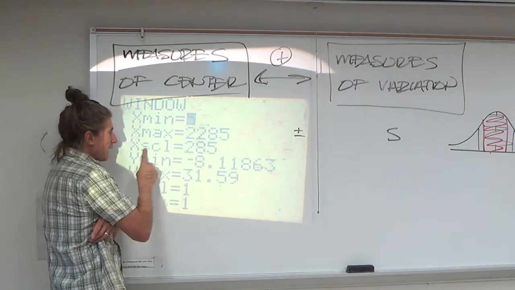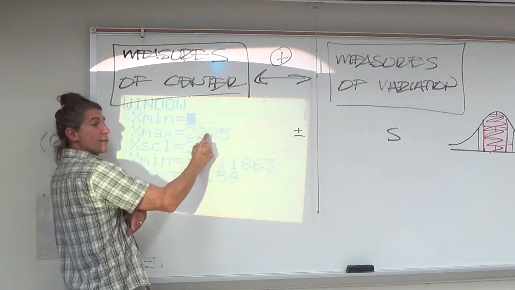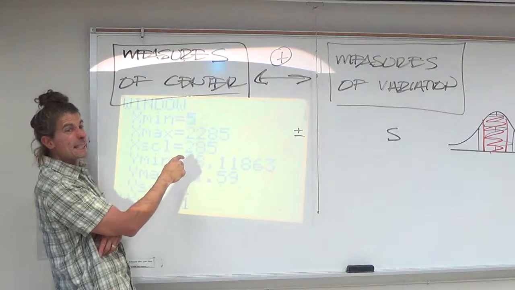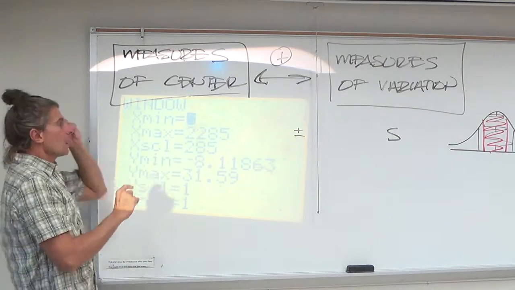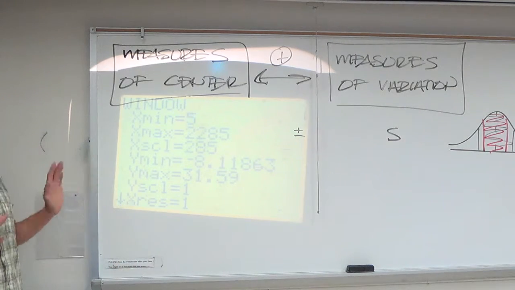Now, see this 285, the X scale? It's exactly 285 more than 2000. The TI did that intentionally. I'm going to explain that to you in a second. First thing I like to do is make these numbers more logical. Those numbers don't make any sense to me.